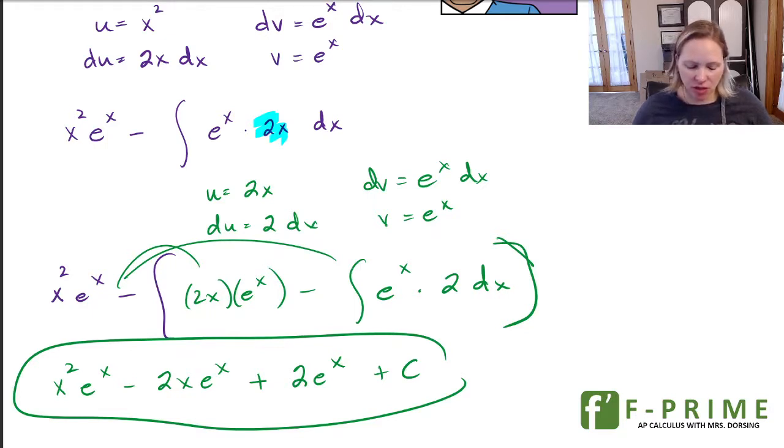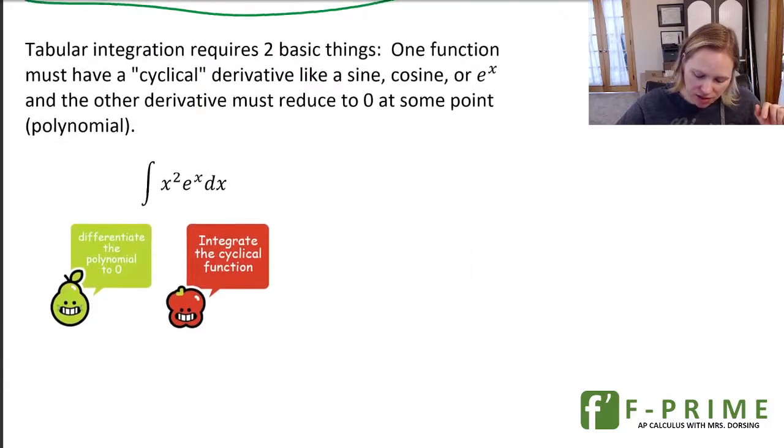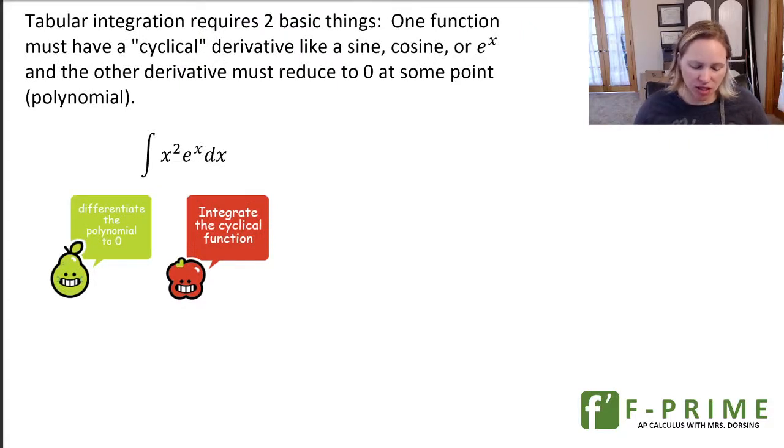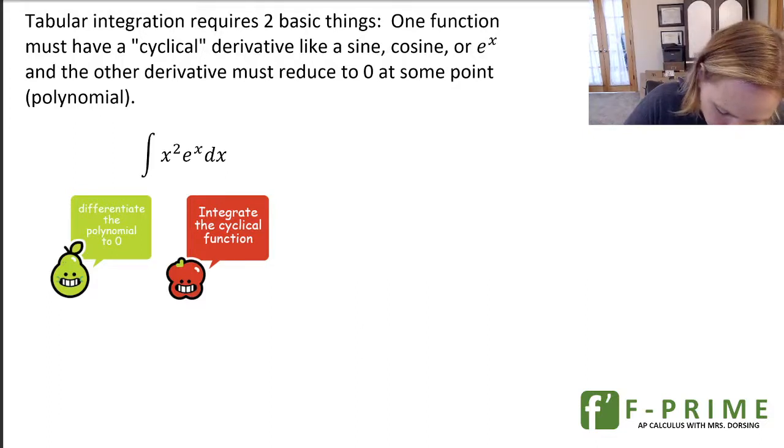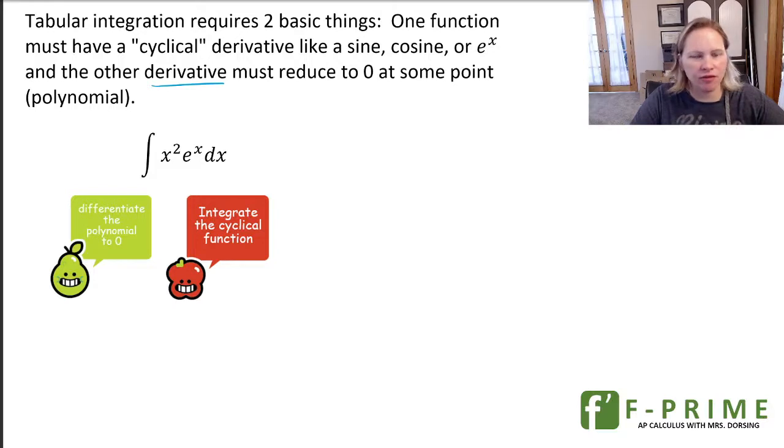This tabular integration basically needs whatever u would be in LIPET to be something you can take the derivative of over and over again until it eventually goes down to zero. Let me show you how it works. Tabular integration requires two basic things. One function is a cyclical derivative, like sine, cosine, or e to the x, and the other must reduce to zero at some point. Let me be more specific: as you take each successive derivative, first derivative, second derivative, third derivative, at some point you'll have a derivative that's zero. Here's how this goes.